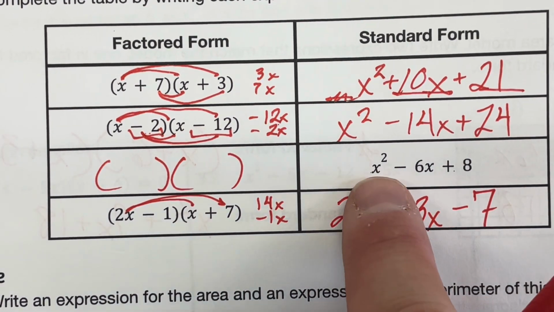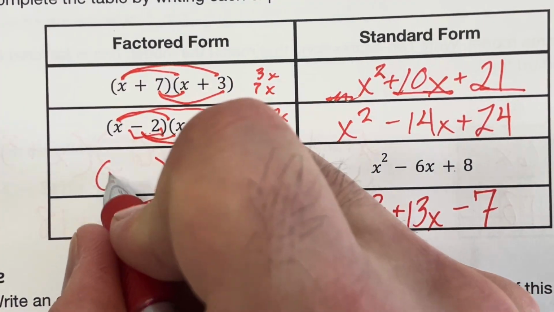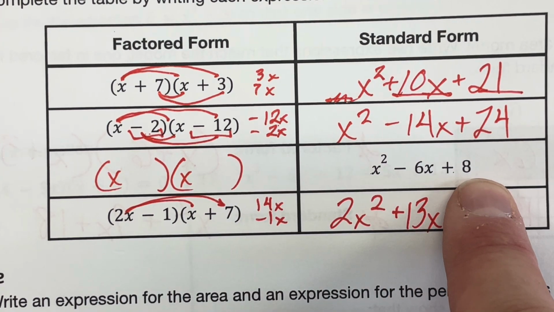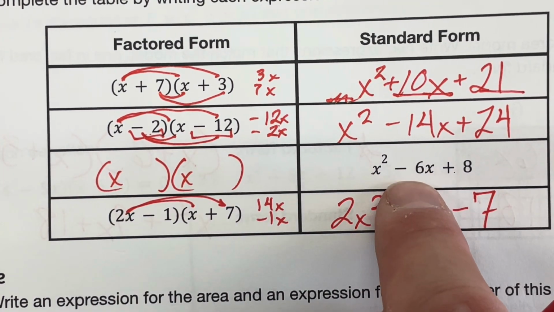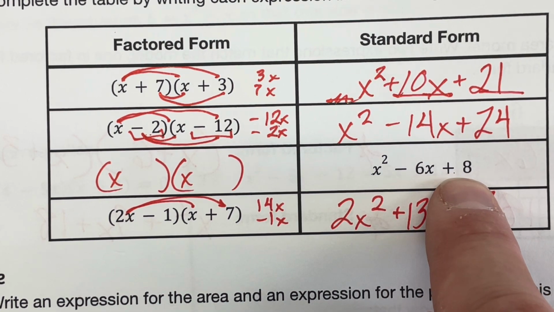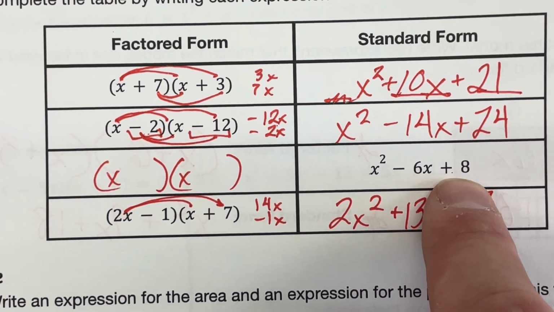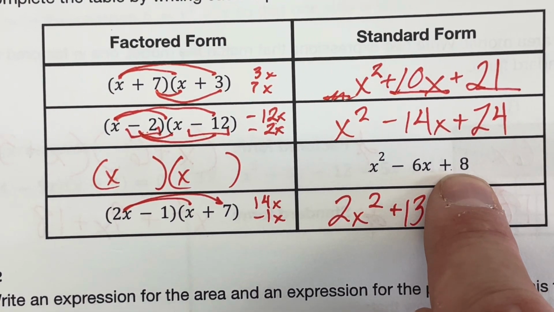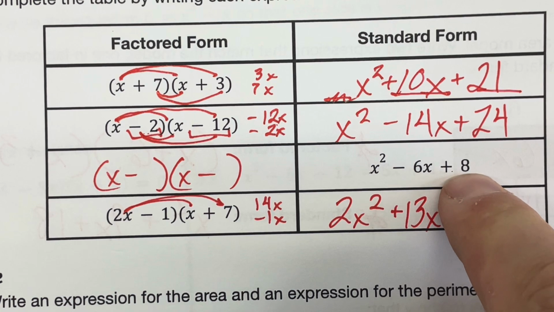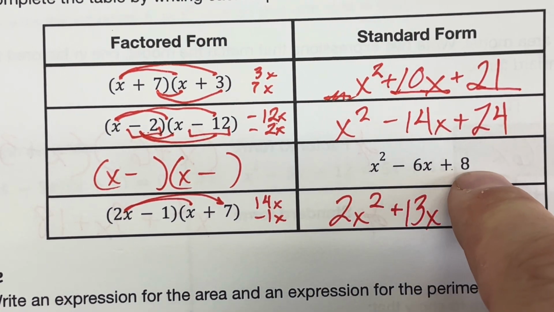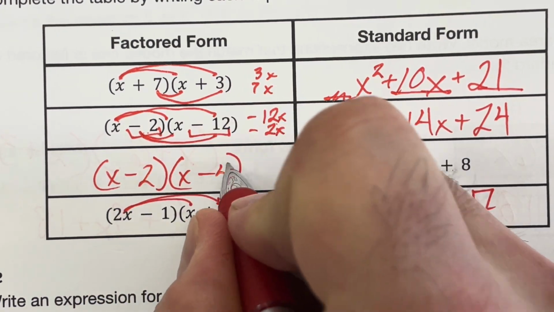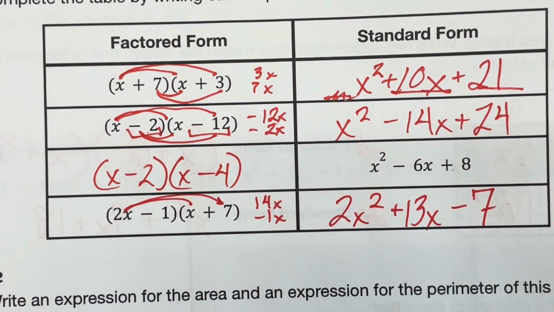This one right here, I ask myself, what times what would make an x squared? Well, that would be an x and an x. And what would multiply to make an 8, but then add to make a negative 6? Well, if it's negative, that means both numbers have to be negative to multiply. A negative times a negative would multiply to make a positive 8, but then they have to add to negative 6. And really, I could do 1 times 8, but that's not going to work. If it was a negative 2 and a negative 4, both of those would add up to a negative 6.